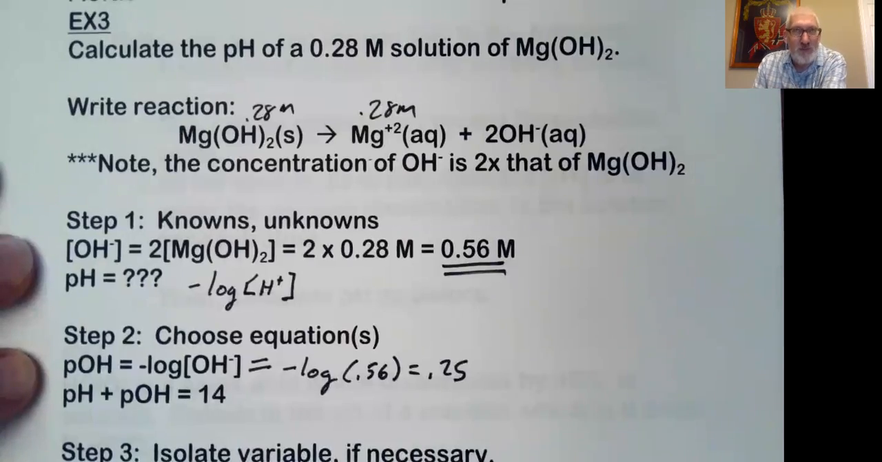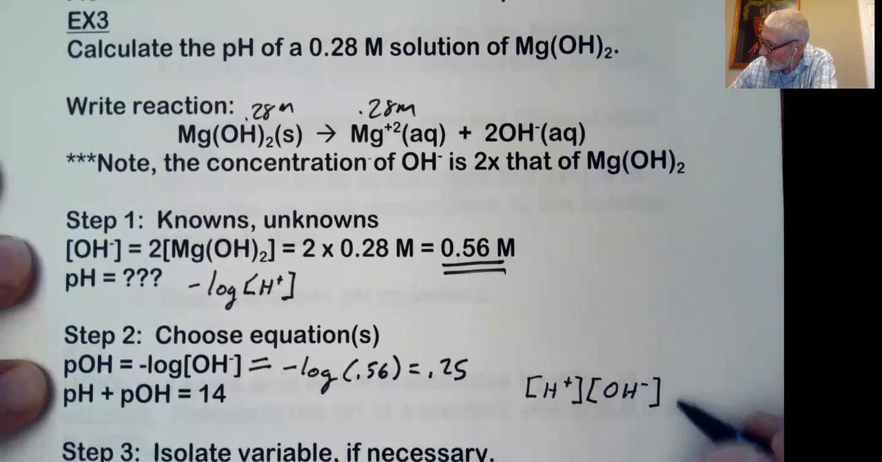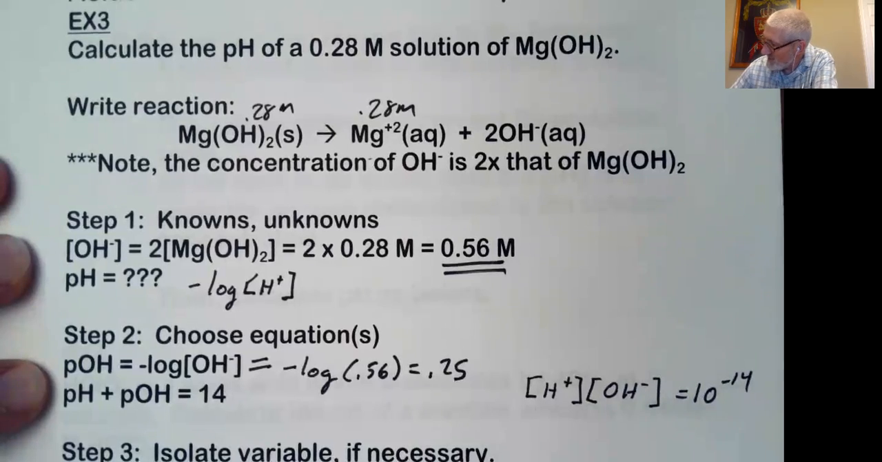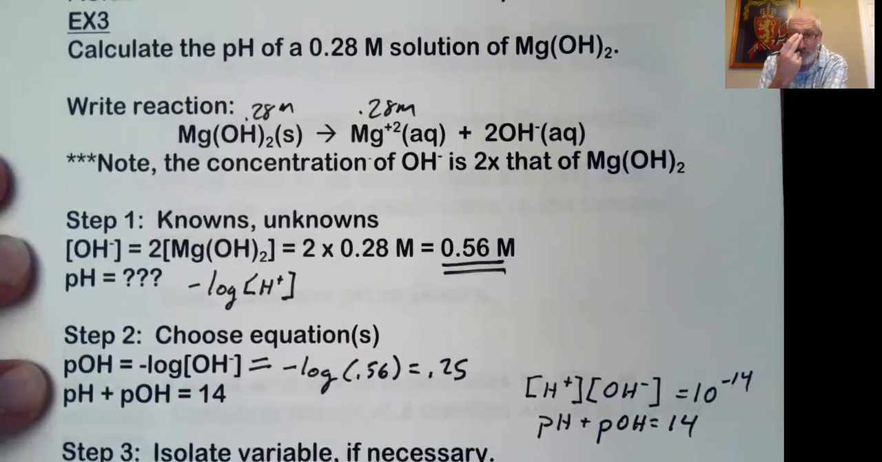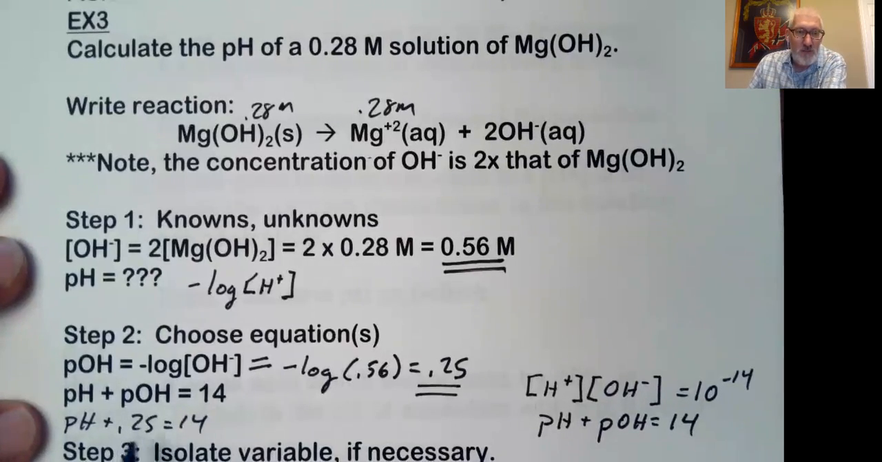And then I step back and I remember something from the lesson 2 days ago. I remembered this thing where we said that the concentration of H plus times the concentration of OH minus was always equal to 10 to the negative 14th, which allowed us to say that whatever the pH is and the pOH, those have to add up to 14. So if I know what the pOH is, all I have to do is subtract the pOH from 14, and that will give me the pH.